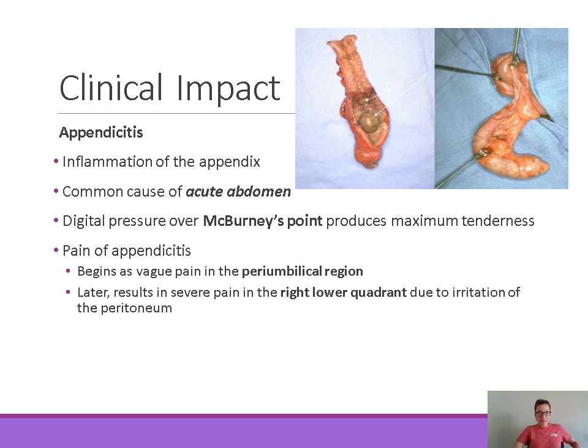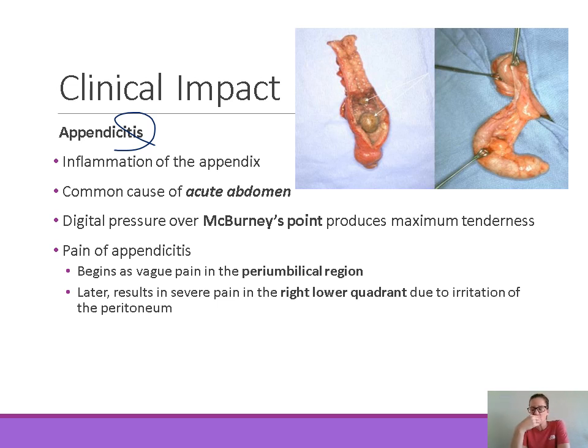Okay, so we'll talk about appendicitis. You guys know itis is inflammation, so appendicitis is inflammation of the appendix. This is relatively common, and the reason that this occurs is, remember, the appendix is a little blind pouch off of the cecum.